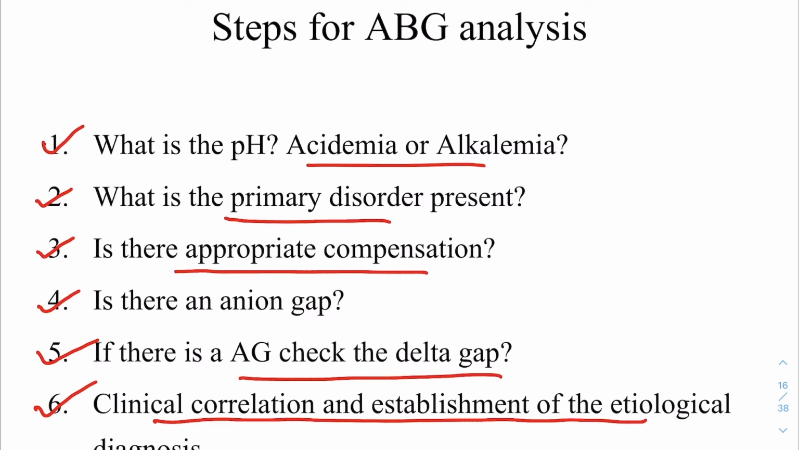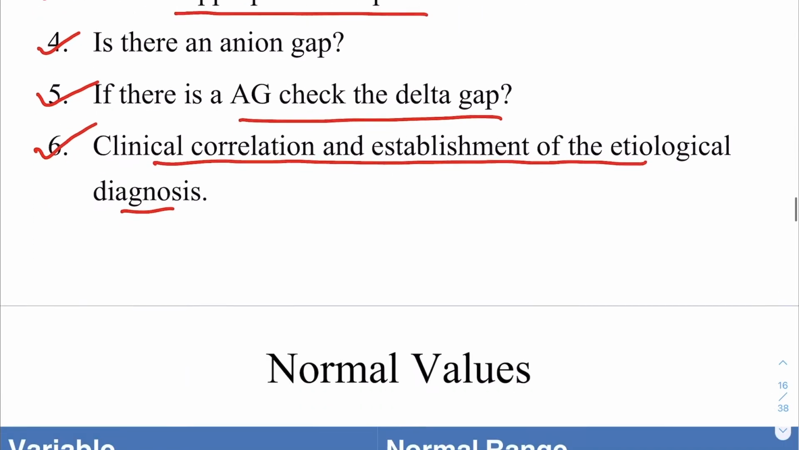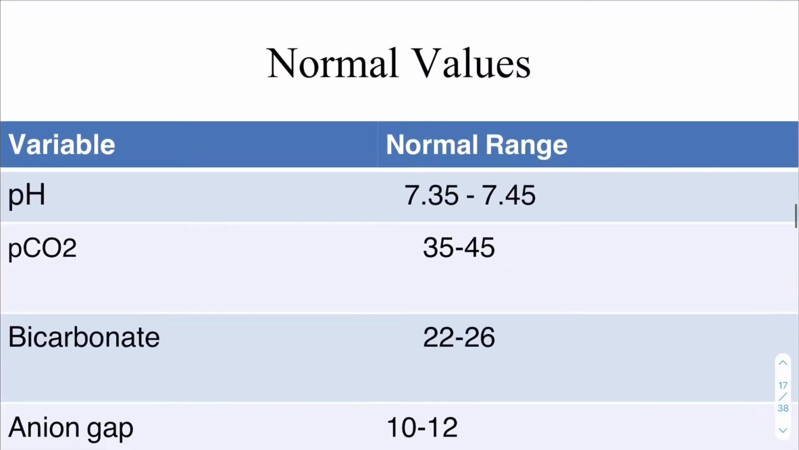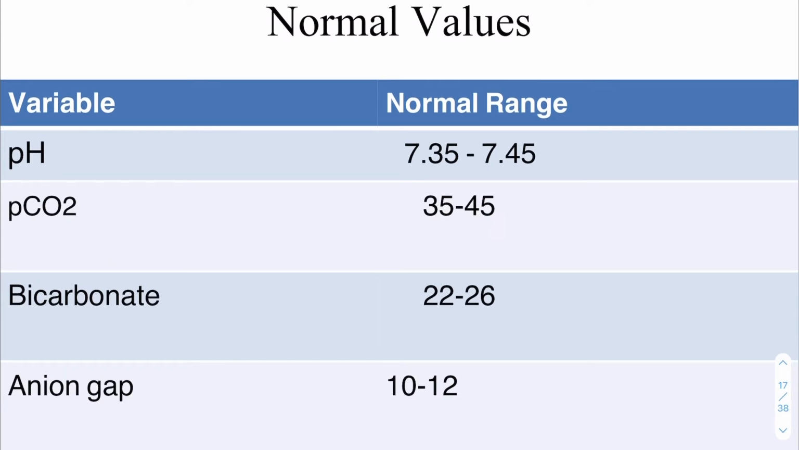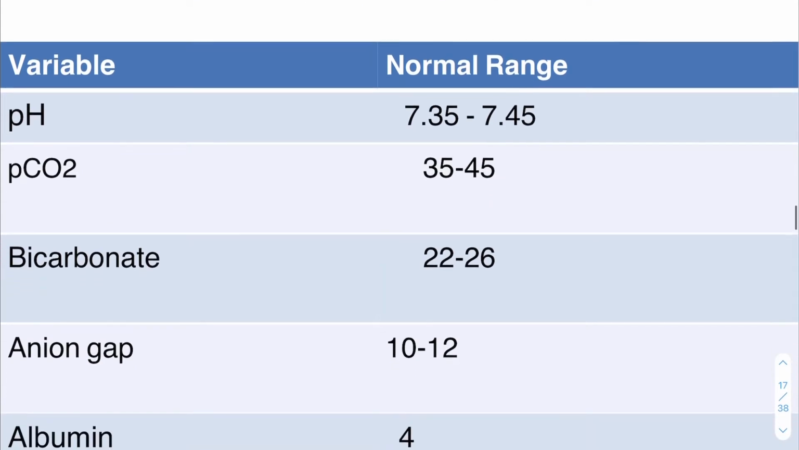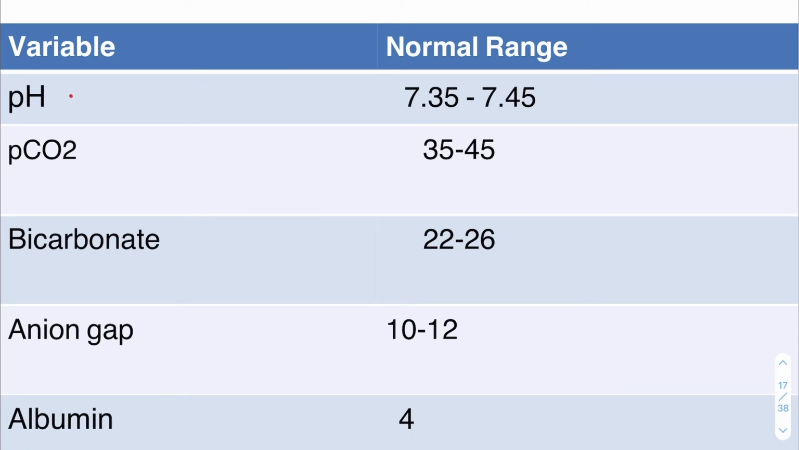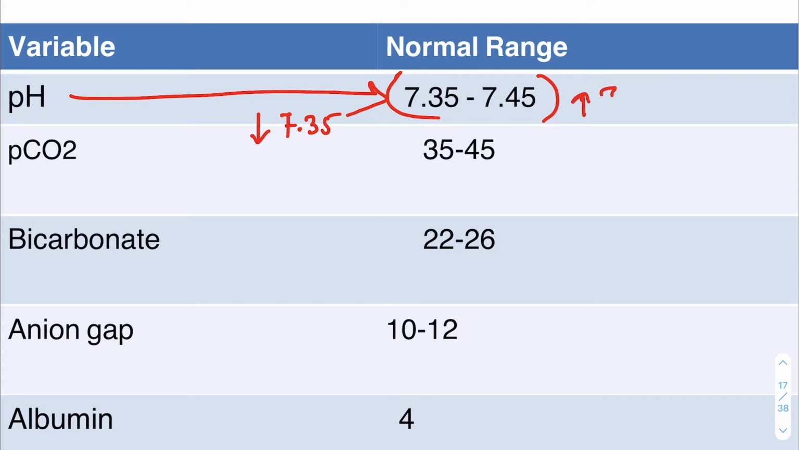So now, let's talk about the different steps of ABG analysis. Before going to the steps proper, we need to know the normal values of different parameters of an ABG. Now, what is the normal pH? Normal pH is in between 7.35 to 7.45. If it goes below 7.35, we call the condition acidosis. If it goes above 7.45, we call it alkalosis. So this is what we need to remember, that the normal pH range is in between 7.35 to 7.45.